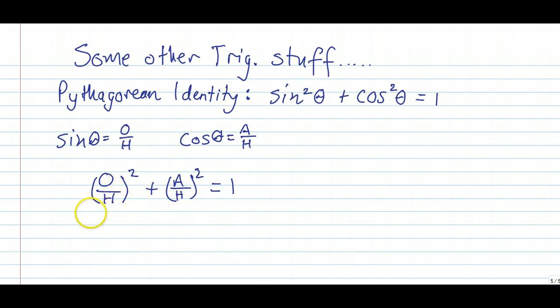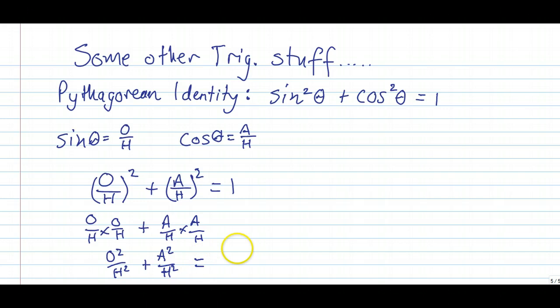Okay, now if we expand this out, then we get O/H times O/H, that's O squared over H squared, plus A/H times A/H. And that gives us O squared over H squared plus A squared over H squared. Just multiplying the top by the top and the bottom by the bottom in both cases. Now this can also be written in another way. We can make that O squared plus A squared, divided by H squared. Just putting the two H squareds together on the bottom here. You're allowed to do that.